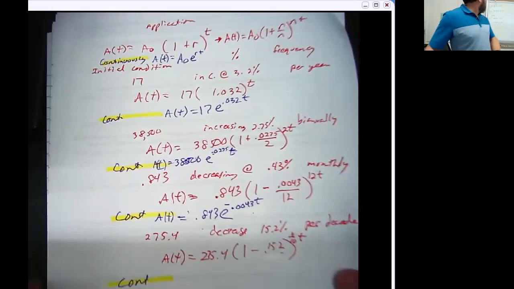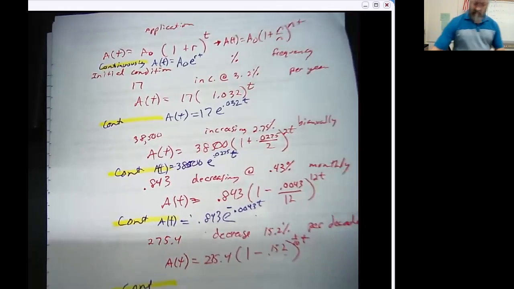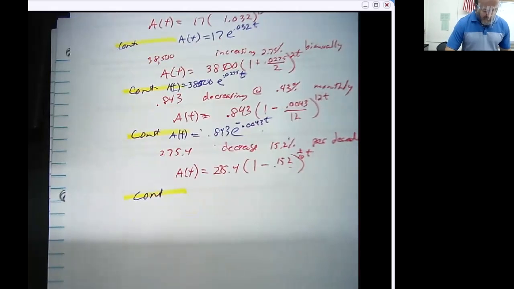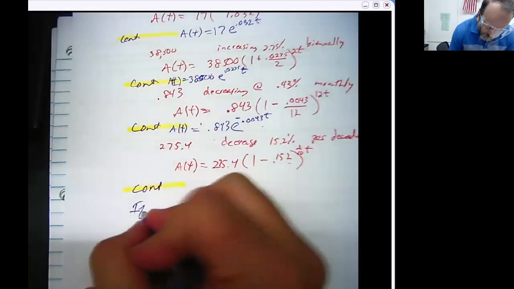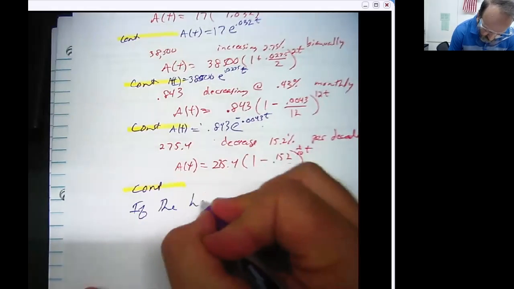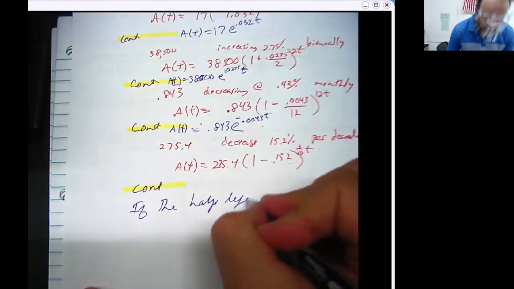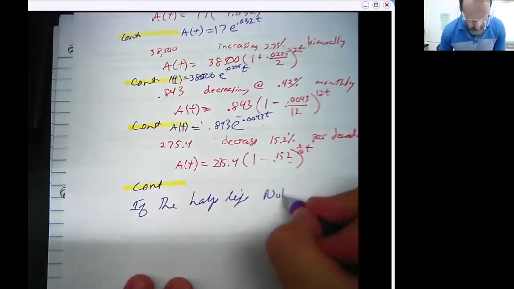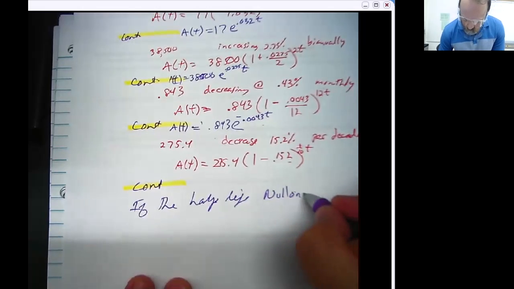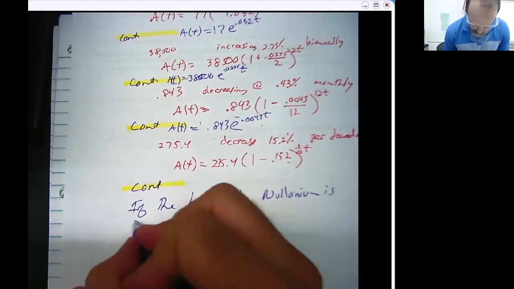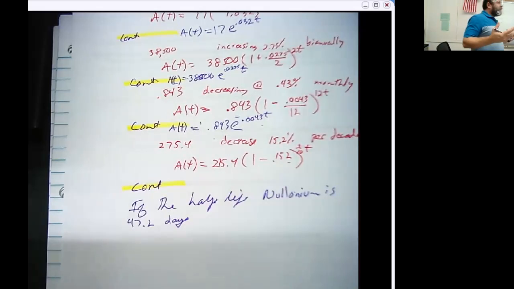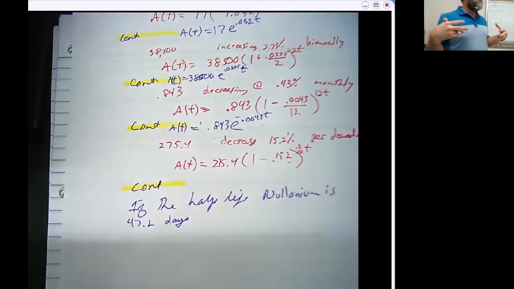So my last little piece, how much time? I got enough time. I made up a story here, and here's my story. If the half-life, have you guys ever heard of half-life? Chemistry always talks about half-life. So here's what I got. The half-life of nolonium is 47.2 days.